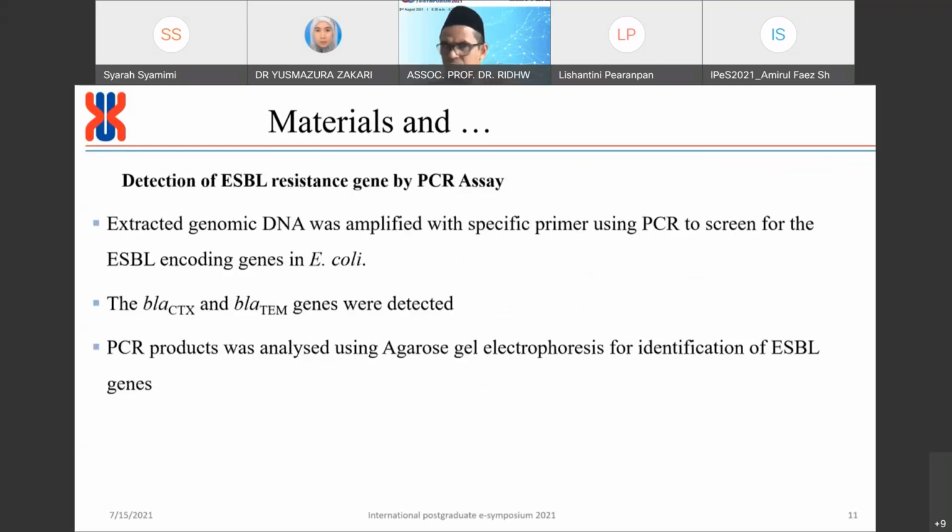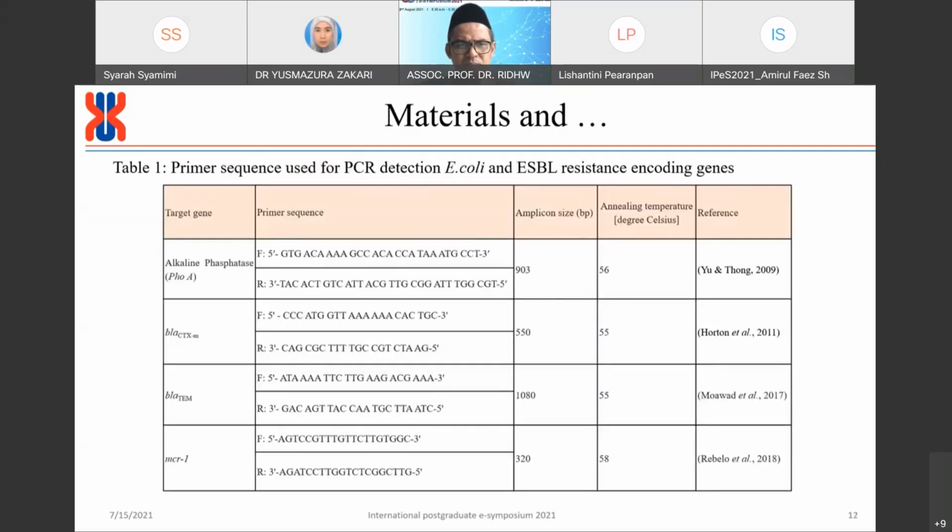To detect ESBL encoding genes, extracted genomic DNA was amplified with specific primers, and the blaCTX-M and blaTEM genes were detected. PCR product was analyzed using agarose gel electrophoresis for the identification of ESBL encoding genes. These are the forward and reverse primer sequences of the primers that were used in this study.